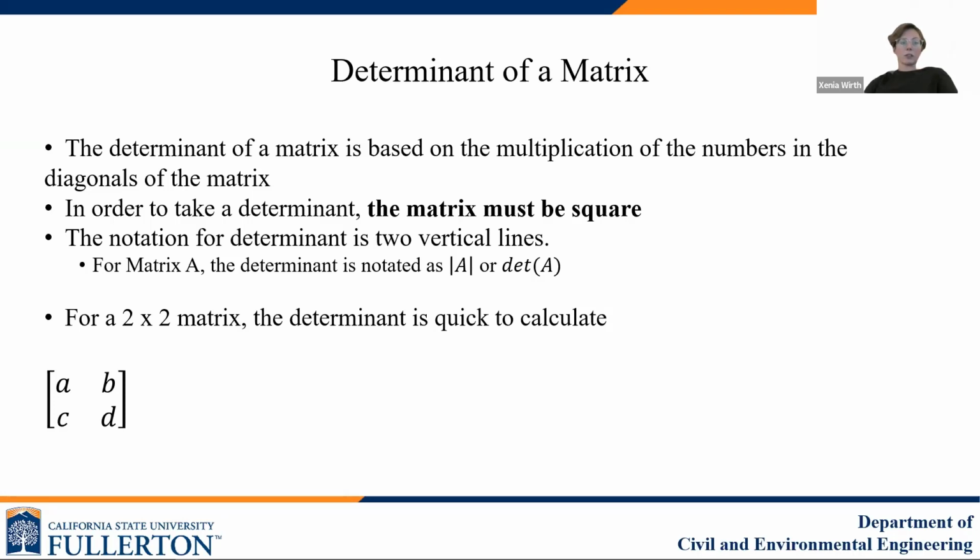The determinant of this 2 by 2 matrix governed by A, B, C, and D is A times D minus B times C. You multiply the numbers in the diagonals. You start from top left to bottom right, and then top right to bottom left, and you subtract them. A times D minus B times C.